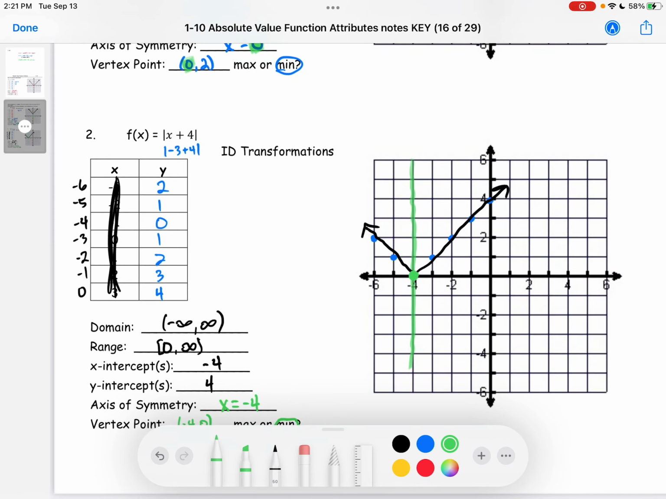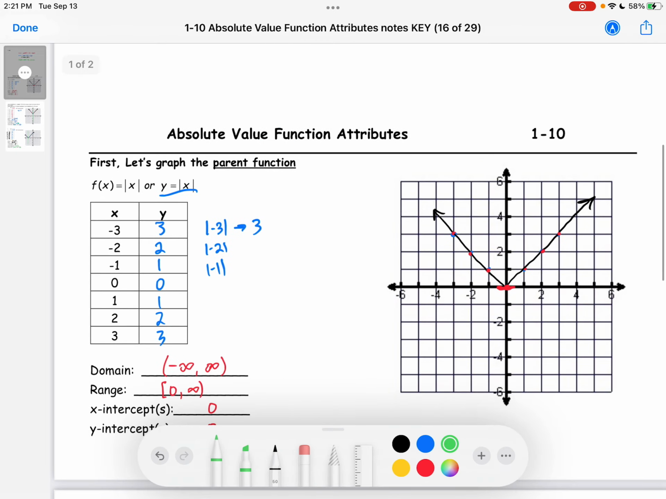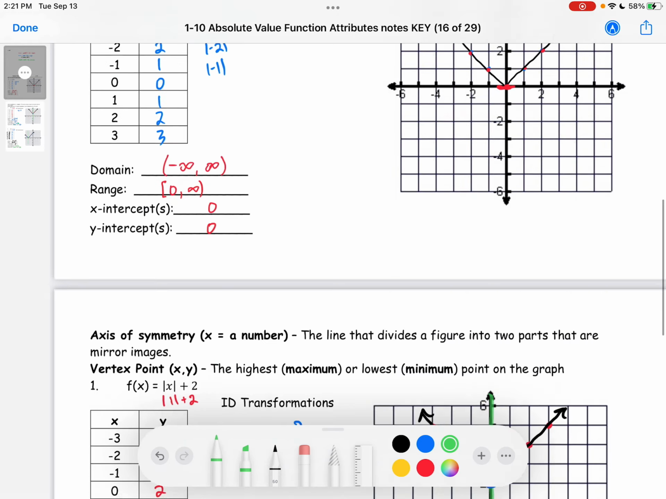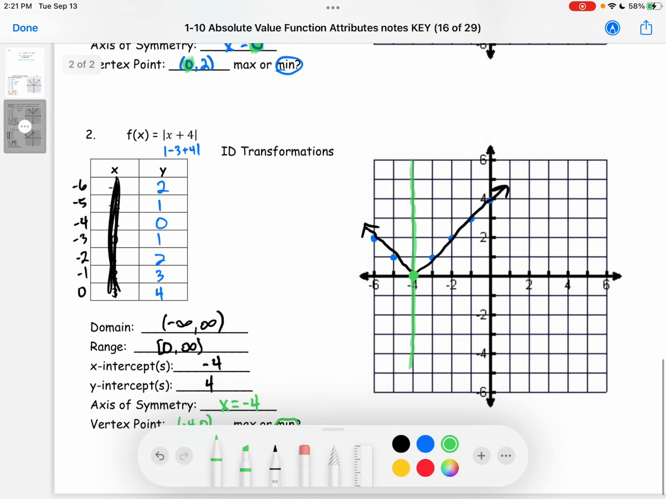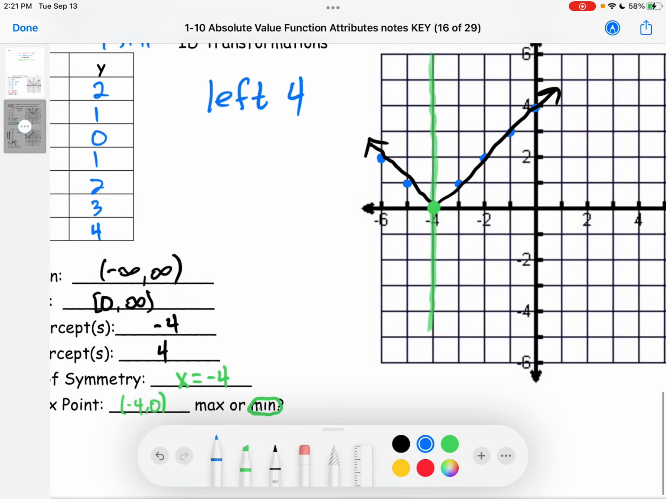Okay? So when we look at this graph, compare it to our original. Okay, our original had the vertex right there in the center. This whole thing has been shifted to the left by 4 units. Again, we're going to talk more about that in our next lesson, all right? So there we have it. All of our transformations listed, domain, range.